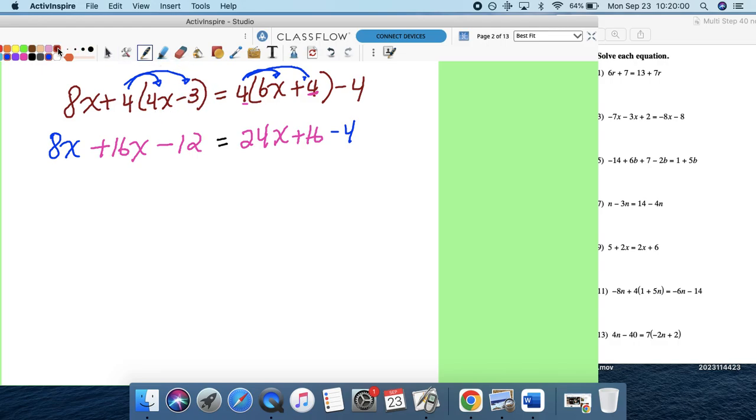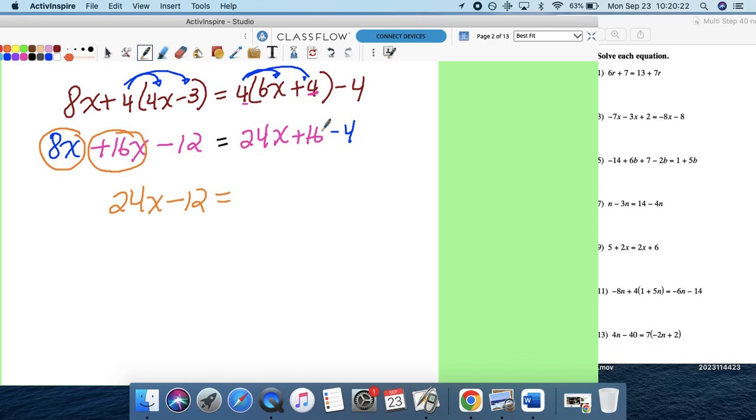Step 2. I want you to look at the left side and see if I can combine anything. And lucky for us, they're side by side. So 8x and 16x are like terms, and we can combine. So 8x plus 16x, we get 24x. We're not going to combine it with the 12 because the 12 is not a like term, so that's good.